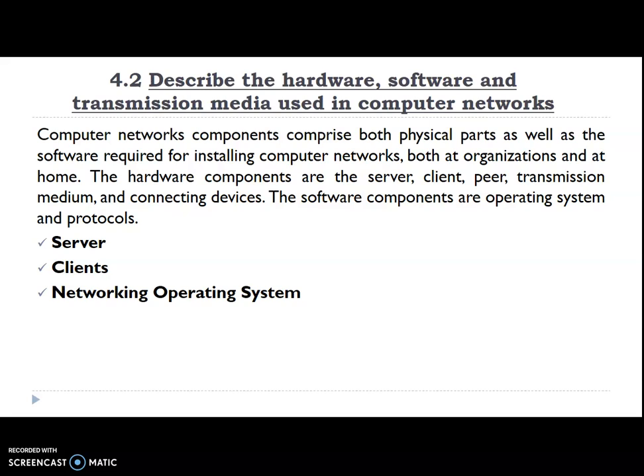It describes the hardware, software, and transmission media used in computer networks. The software components are operating system and protocols, server, clients, networking operating system.